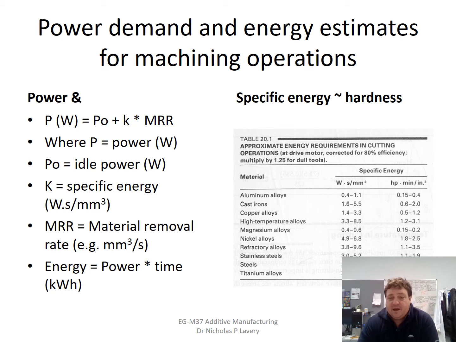Looking through the table here, different approximate energy requirements for different materials. You've got aluminium alloys there with the specific energy ranging between 0.4 and 1.1. And here we've got it in both SI units and imperial units. So cast irons there with a higher specific energy of 1.6 to 5.5, copper alloys 1.4 to 3.3, and so on.